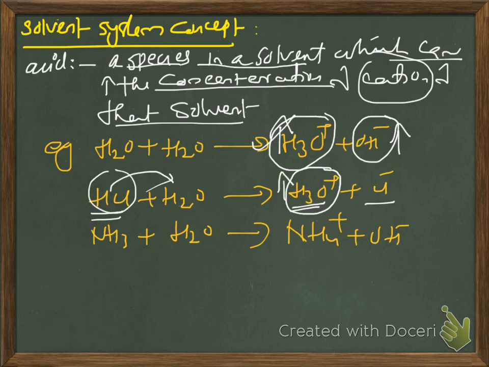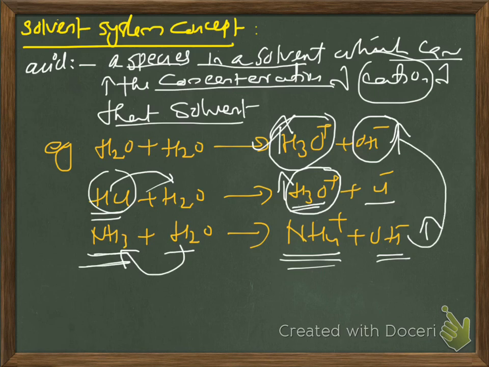If ammonia is added to water, we will get NH4 plus. That means one H plus is transferred here, then NH4 plus and OH minus. Here, by adding ammonia to water, the concentration of OH minus increases. Therefore, ammonia is a base. OH minus is the anion of water. So, in water, ammonia is a base, as it can increase the concentration of the anion of water, OH minus.